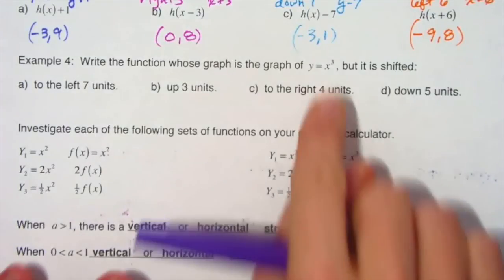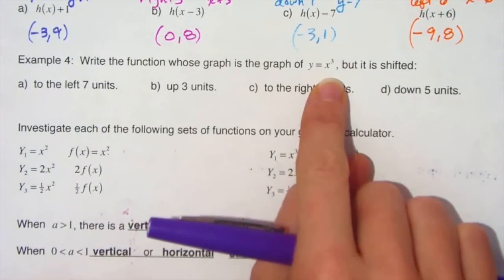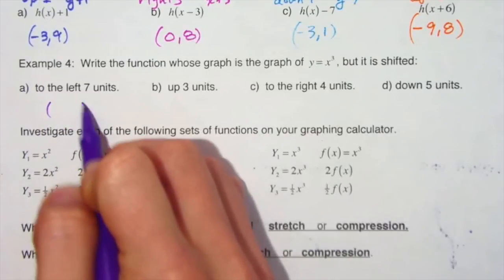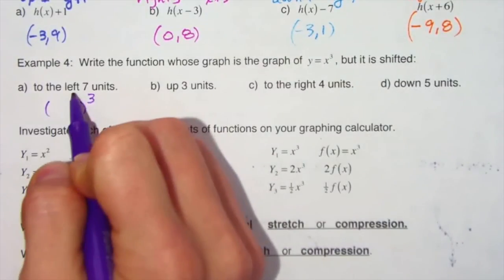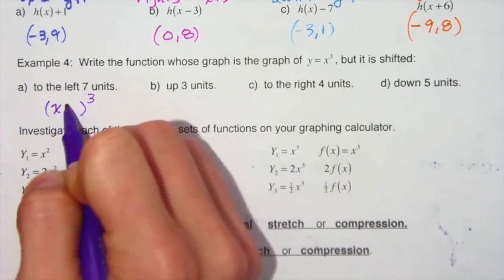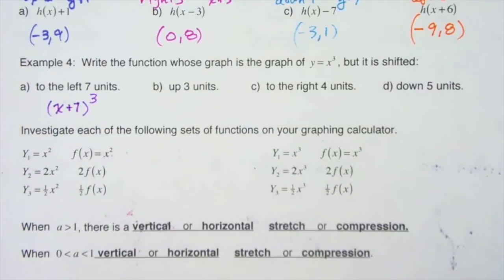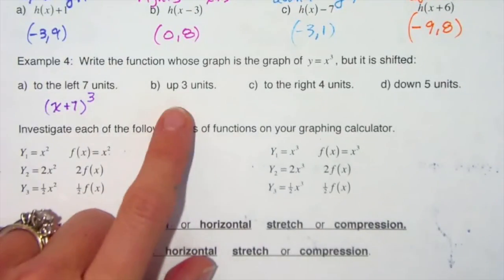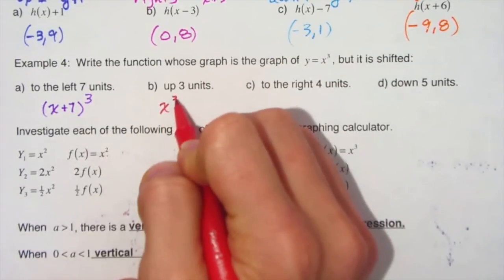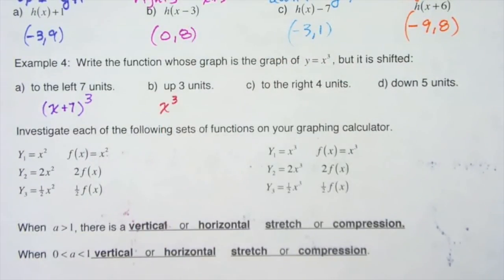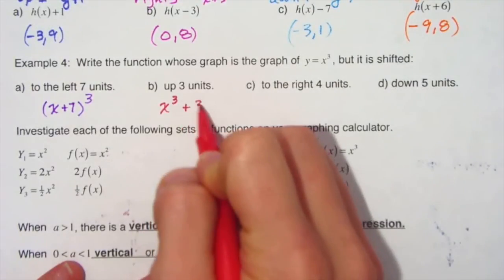Now, if our parent function is x cubed and we need an inside, we're going to have parentheses in there. So here's my input that's changing. And what's going to go on the inside? It'll actually be plus, because to go left, we know the input is opposite that value. Make sense? Okay. Is this the input or output? That's the output. So that means our parent function stays the same. And then how do we show that we're translating up 3? Plus 3. All right, everybody try C and D.